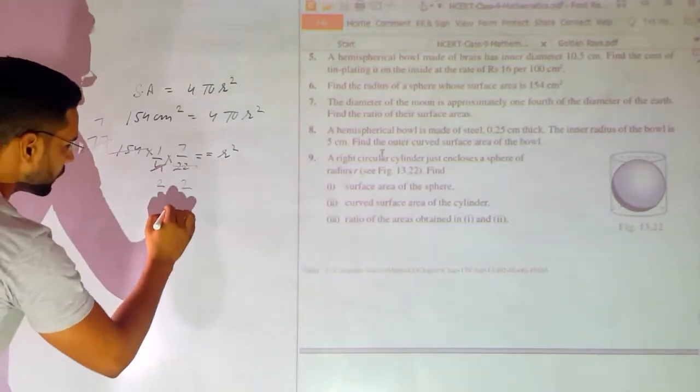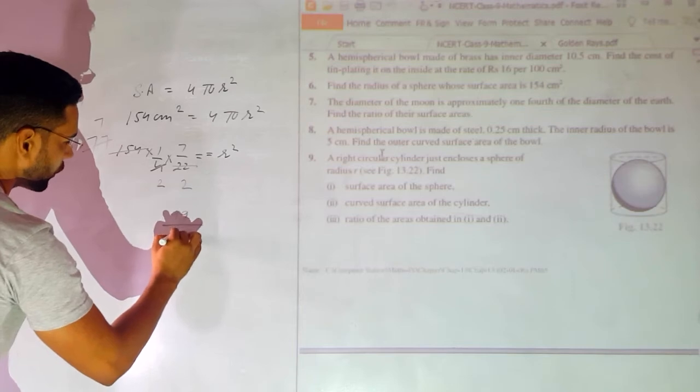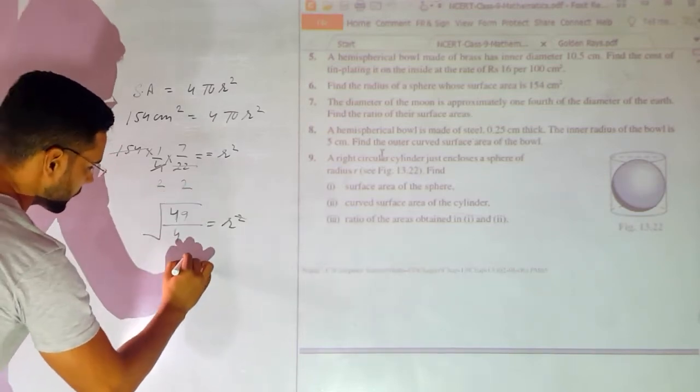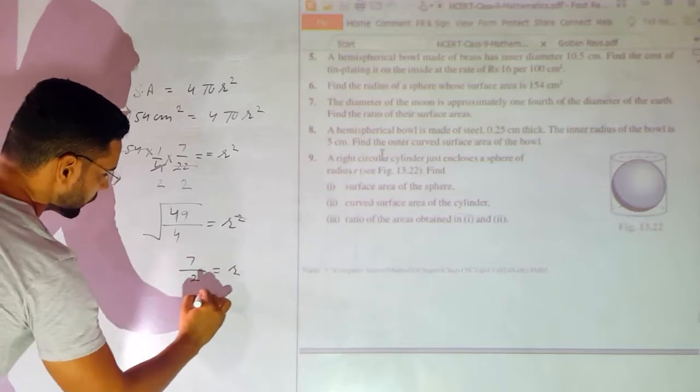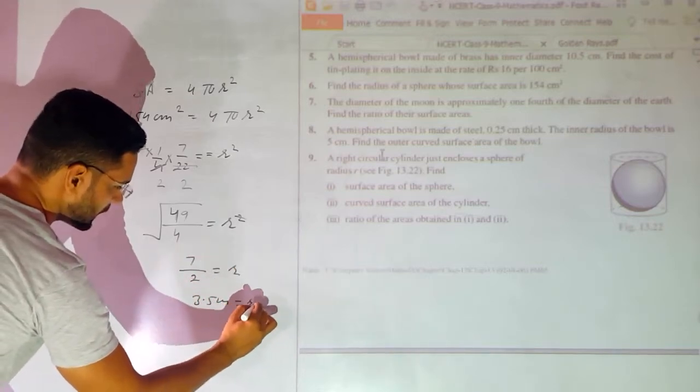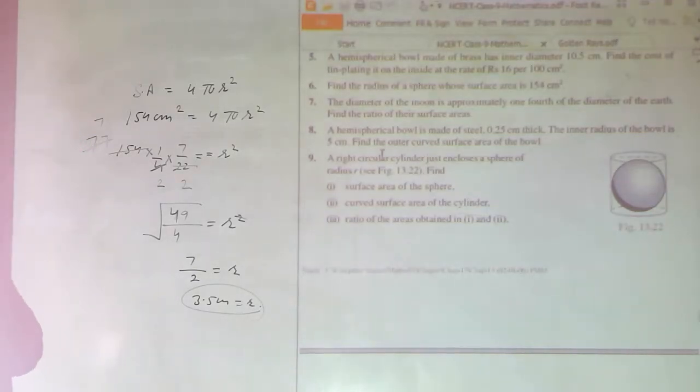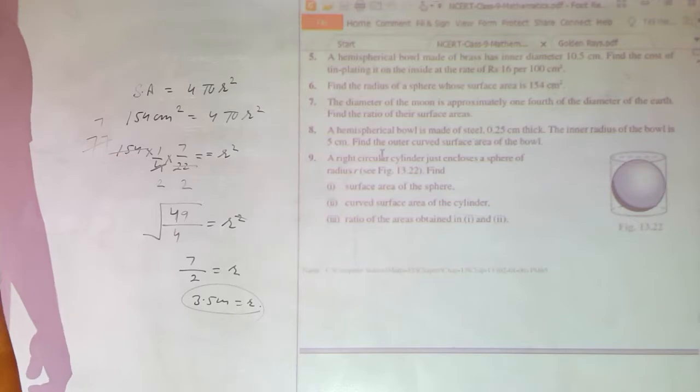Now 7 7s are 49 and 2 2s are 4, so r square equals 49 over 4. Remove the square, and your answer is there. 3.5 centimeter is your answer. Okay.